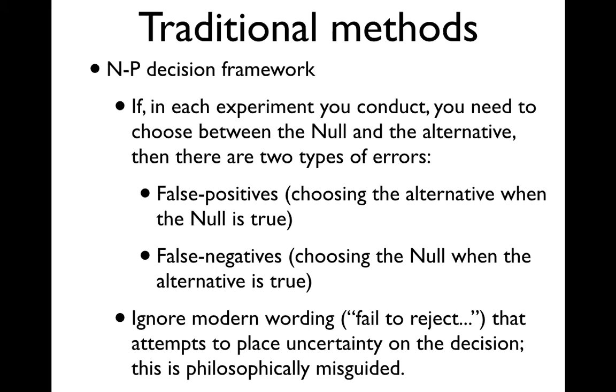I will suggest that you ignore some of the modern wording I've seen in some stats textbooks saying that if you get a p-value greater than 0.05, you fail to reject, but that somehow implies that you're still not making a decision. By failing to reject, if you were to reject, then that's a decision. But if you fail to reject, you're still being wobbly on whether the thing is true. That's nonsensical. The people that suggest that are philosophically misguided. In each experiment, you're making a decision. You're choosing the null or you're choosing the alternative.